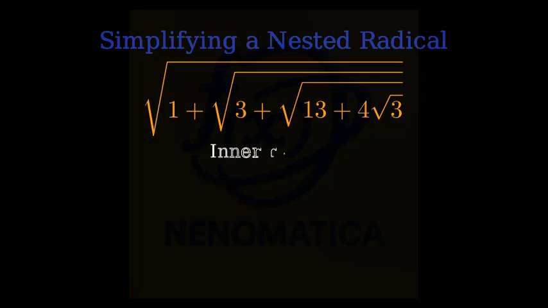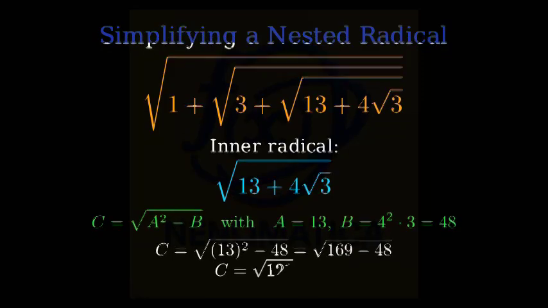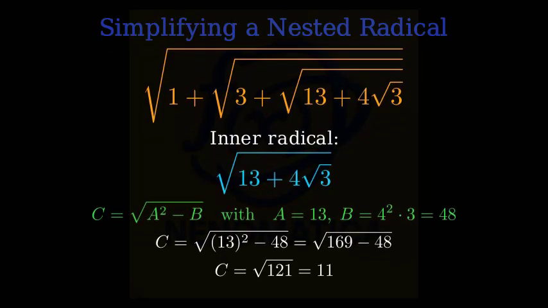Step 1. Focus on the innermost radical, square root of 13 plus 4 times square root 3. We will use the standard form square root of A plus square root of B. For that form, there is a helper number C defined by C equals the square root of a squared minus b. In our case, a equals 13 and b equals 48 because 4 squared times 3 is 48. So C equals the square root of 13 squared minus 48, which is the square root of 169 minus 48, which is the square root of 121, equal to 11.